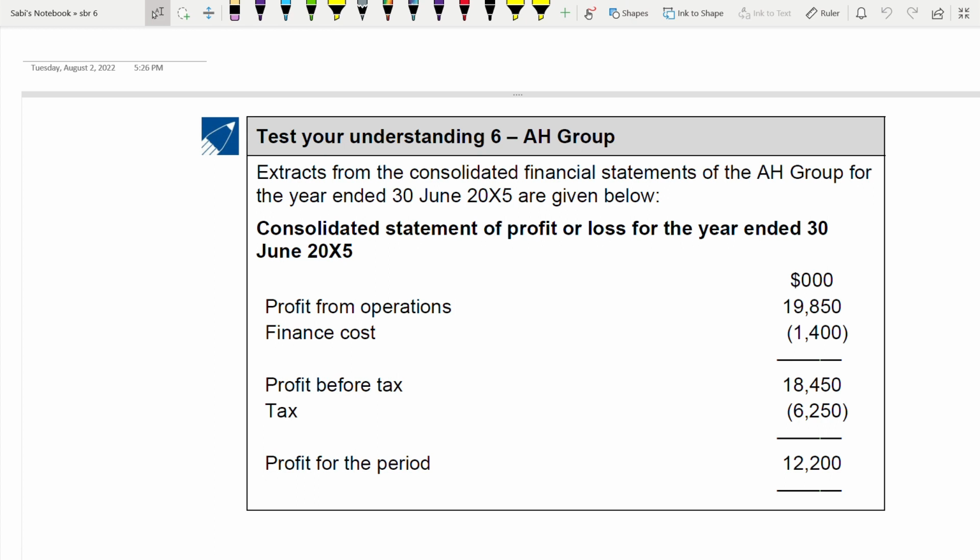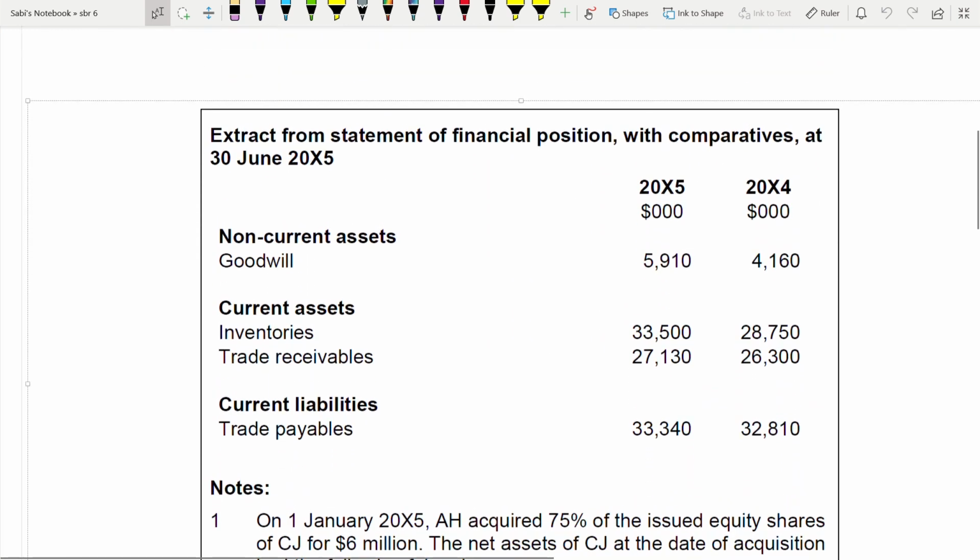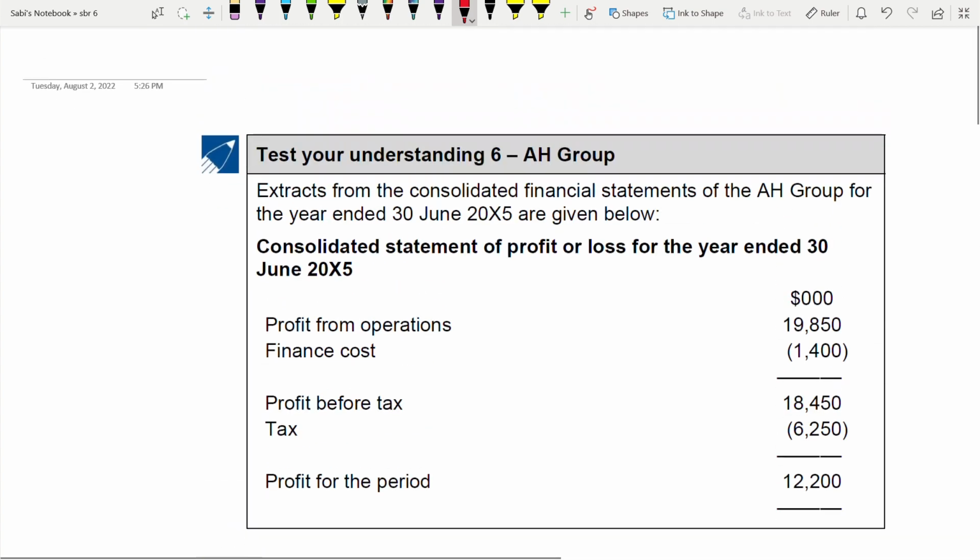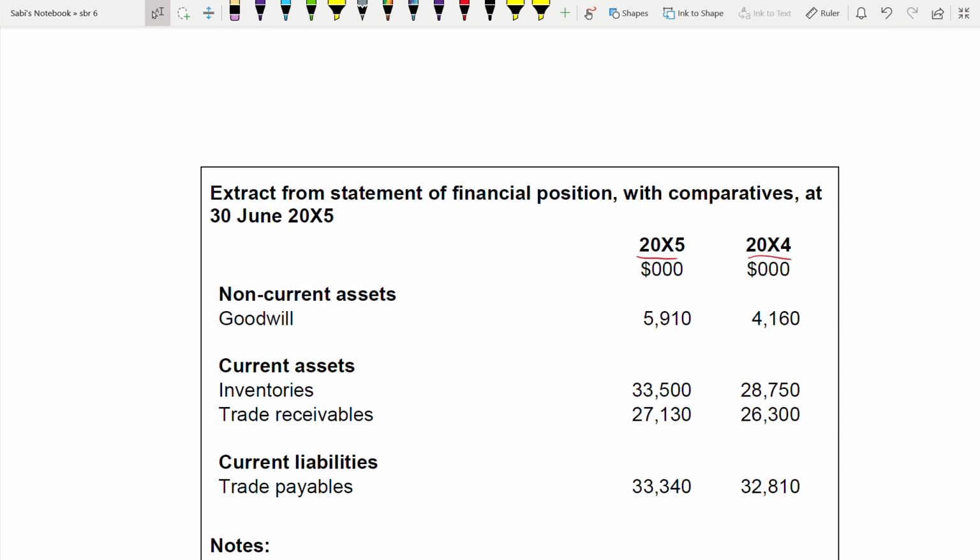Test your understanding 6, AH group. You have been given the consolidated statement of profit and loss, and the extract from the statement of financial position with comparatives. Usually for statement of cash flow questions, they will give you comparatives like that. Otherwise, how will you know the opening and the closing balance?